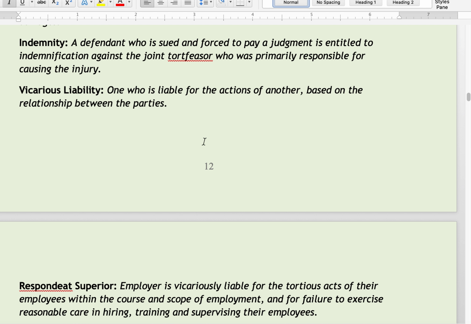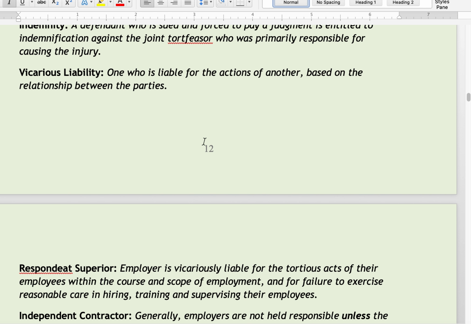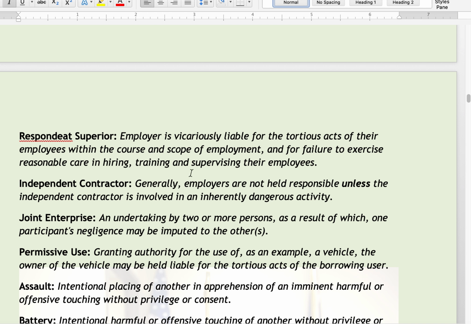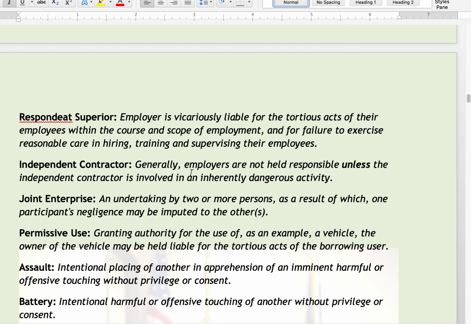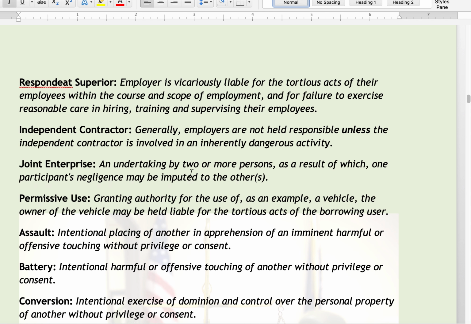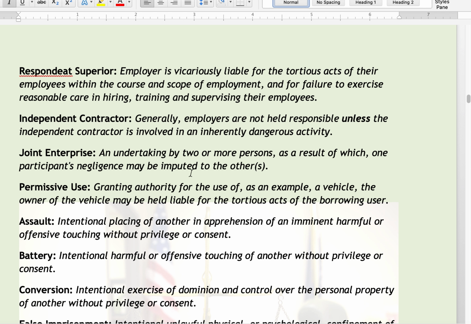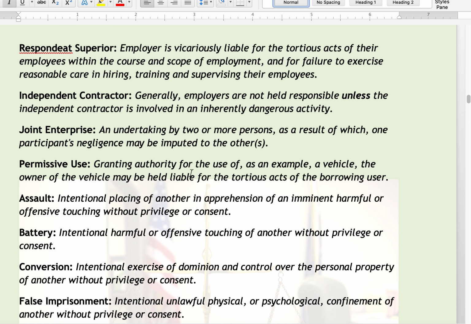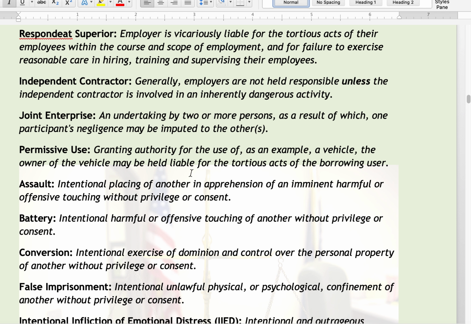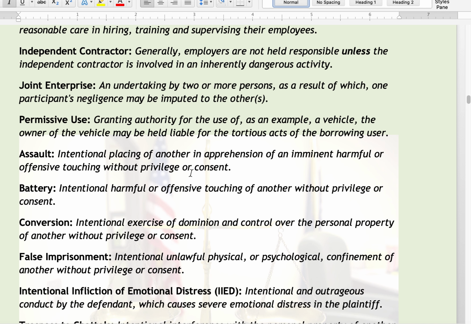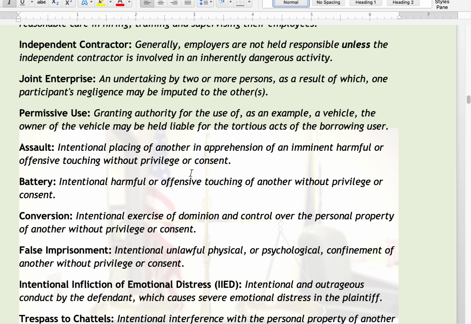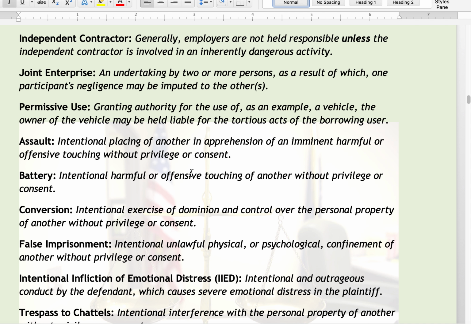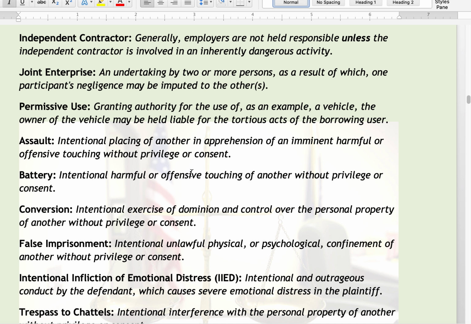Vicarious liability. One who is liable for the actions of another based on the relationship between the parties. Respondeat superior. Employer is vicariously liable for the tortious acts of their employees within the course and scope of employment, and for failure to exercise reasonable care in hiring, training, and supervising their employees. Independent contractor. Generally, employers are not held responsible unless the independent contractor is involved in an inherently dangerous activity.